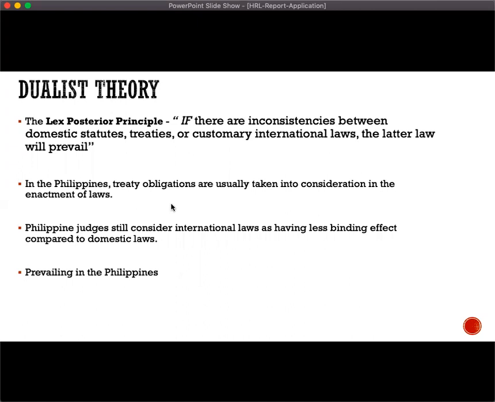Okay, so the lex posterior principle: if there are inconsistencies between domestic statutes, treaties, or customary laws, the latter will prevail. That's applicable for the dualist theory. In the Philippines, treaty obligations are usually taken into consideration in the enactment of laws. But Philippine judges would still consider international laws as having less binding effect compared to domestic laws. So the Philippines adopts the dualist theory.